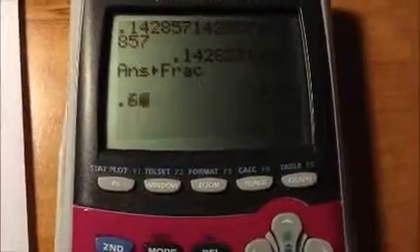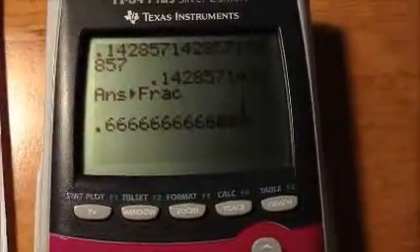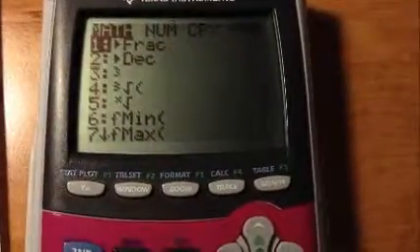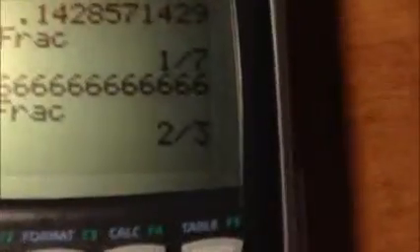Okay? Now again, let's look at 2/3, because that's rounded. Alright, so 2/3 would be 0.66 all the way across to the next line. So I'll do math, enter, enter, and it's 2/3. Okay, so that's a quick way of checking to see if you got the answer right.